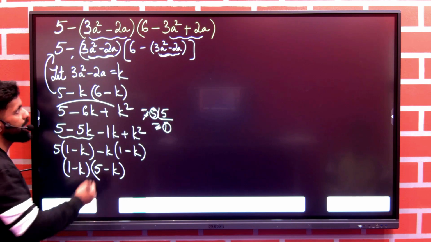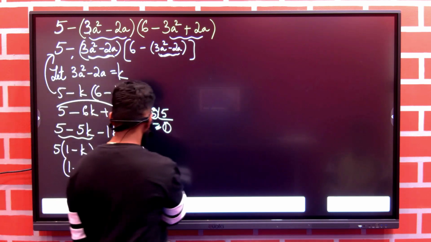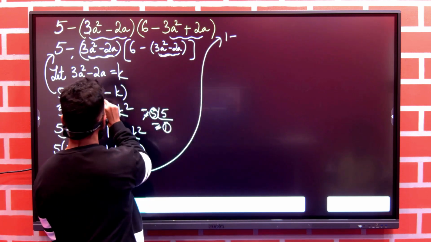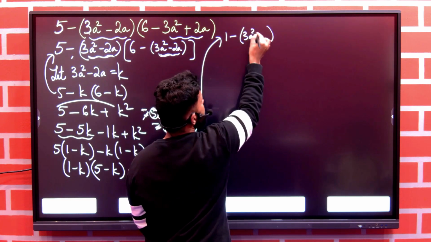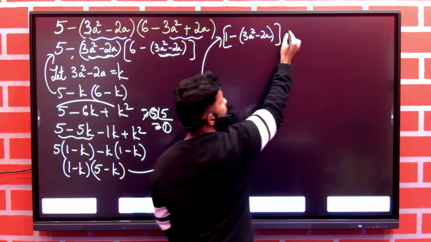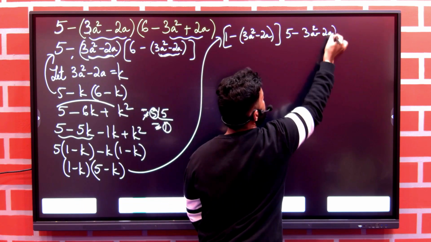Obviously, that cannot be my answer because k is not there in the question, right? So what do I do? I substitute, right? So 1 minus of, what is the k value that I've chosen? 3a square minus 2a in one bracket. In the other bracket, 5 minus of 3a square minus 2a.